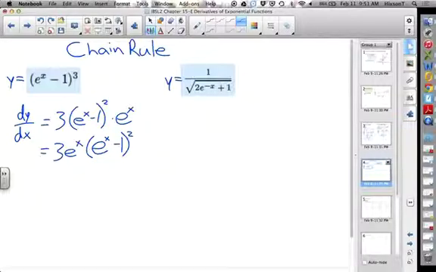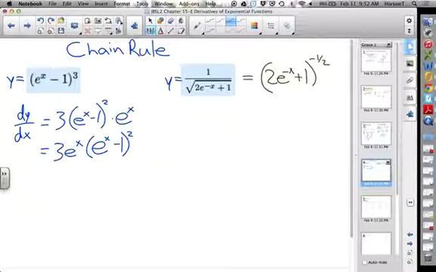All right, and then the really fun ones, like this last one, we have a chain rule within a chain rule that we're going to have to handle. Before we do anything though, let's rewrite this. How could I rewrite this function? 2e to the negative x plus 1, to the negative 1/2 power. Very good. So now you see we have something raised to the negative 1/2 power, so that's our first chain rule part.